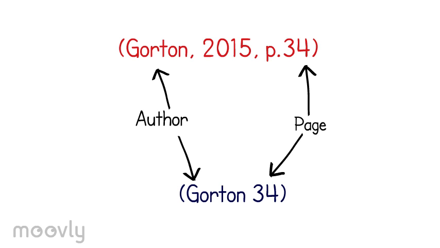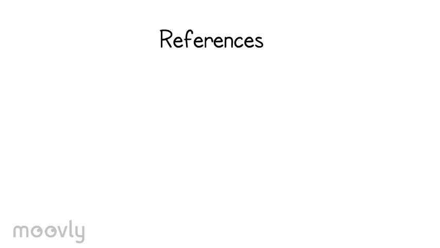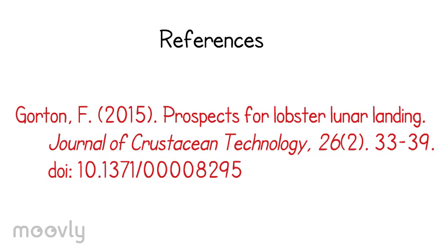Now, the in-text citation isn't going to tell your reader everything about that source. It's only going to give the author's name and maybe a page number or a date. Again, this varies depending on whether you're using APA or MLA. But in both styles, if your reader wants to know more about the source, they will look at your references or works cited page at the end of your paper to see the rest of the details for a source you cited in text. The citations on that page are more complete and include all the publication details.